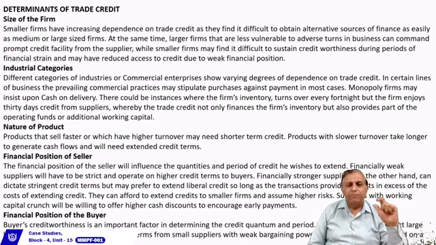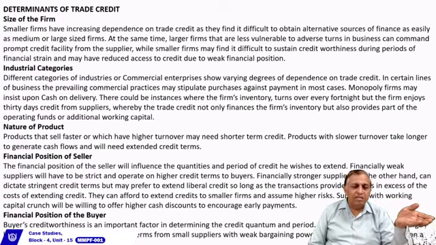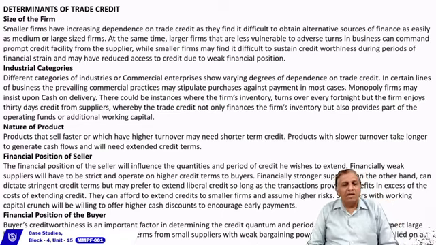Now there is a catch. The cost of extending credit, if it is more than the money received, definitely you are at a loss. So, till such time you are getting the benefit in excess of the cost of extending credit, you will keep on giving credit to the vendors. They can afford to extend the credit to smaller firms and assume higher risks. A supplier with a working capital crunch will be willing to offer higher cash discounts to encourage early payments.